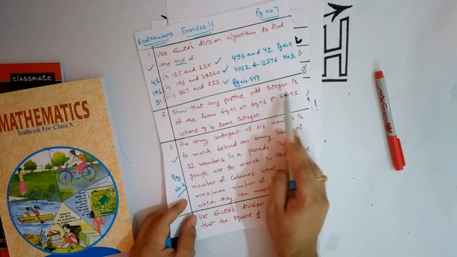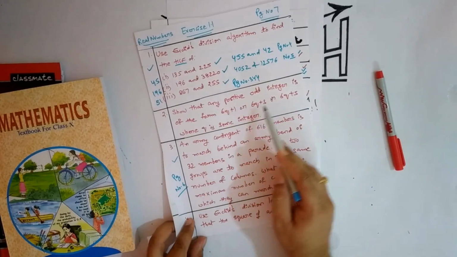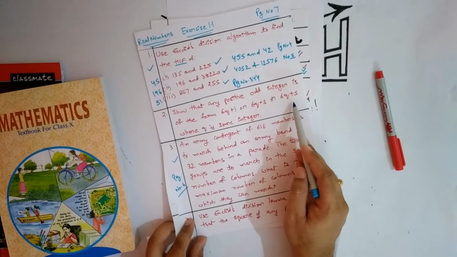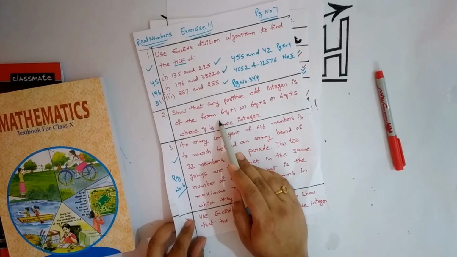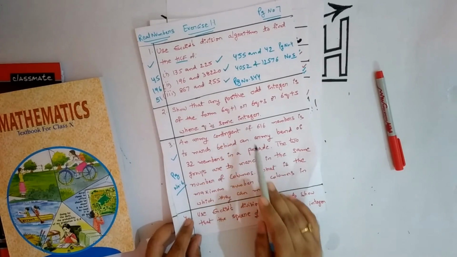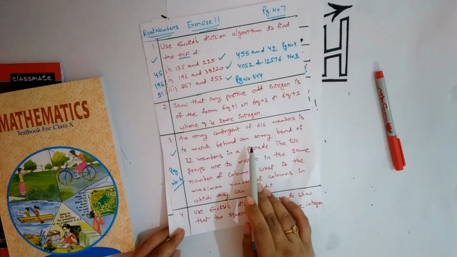Show that any positive integer is of the form 6q plus 1, 6q plus 3 or 6q plus 5. Just remember what I said here. We just take the value of b equal to 6 and follow the same steps. We will get the solution.